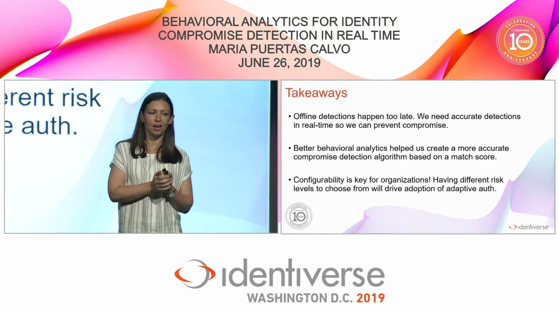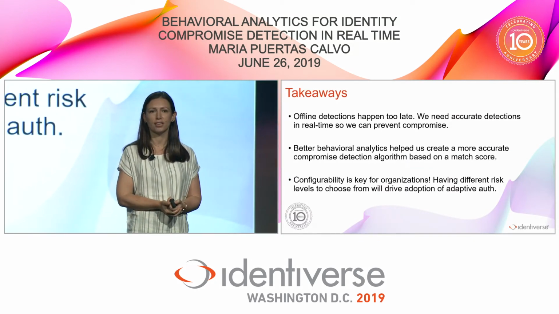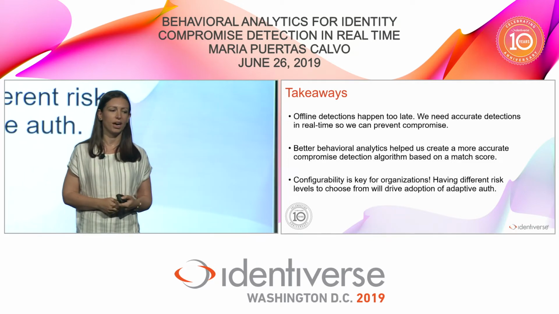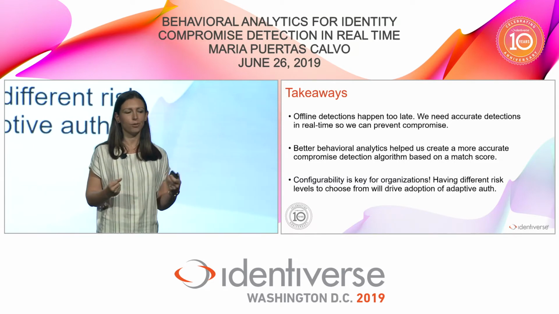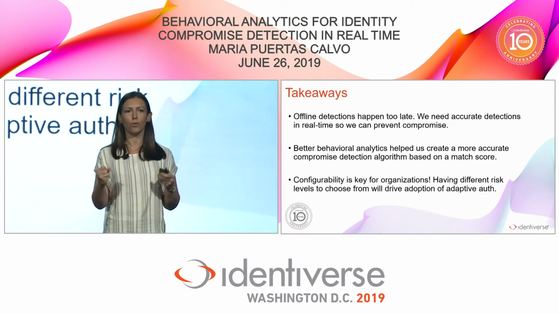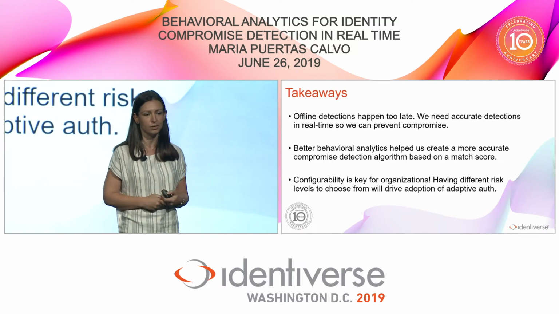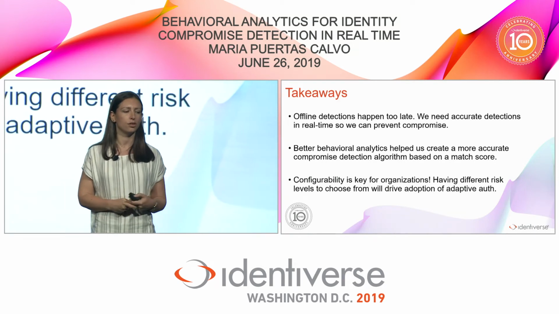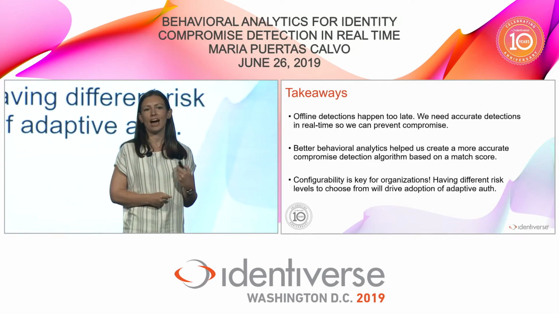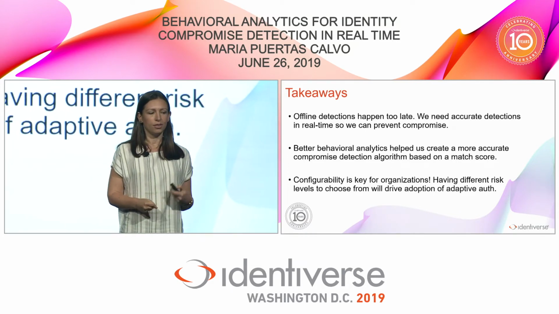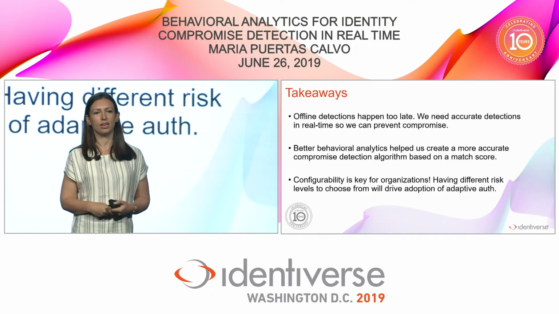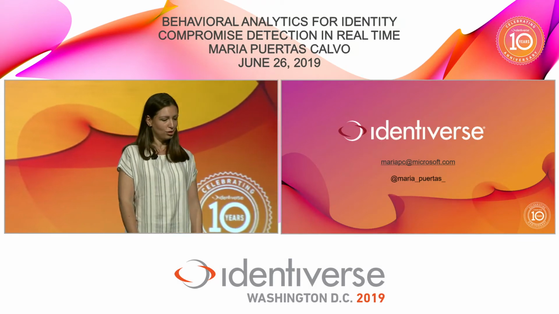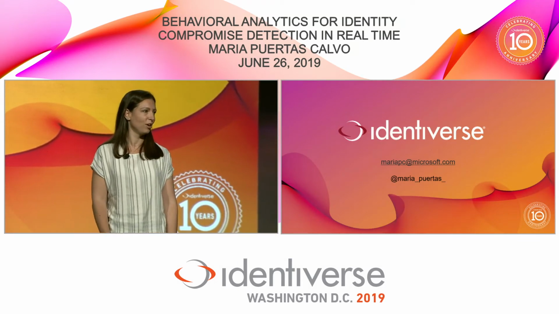So takeaways: offline detections happen too late, they're not good enough. We need to give organizations defenses so bad guys just don't get through the gate. We want to prevent compromise. Then we're using behavior analytics that really help us lower both error rates. We have a pretty accurate system, and we use a really cool match score that gives us confidence on how much we think the user is who they say they are. And finally, we've added this new flexibility, configurability, different risk levels to choose when you're setting your own adaptive authentication engine rules. And with that, I'll just open the floor to questions if there are any.